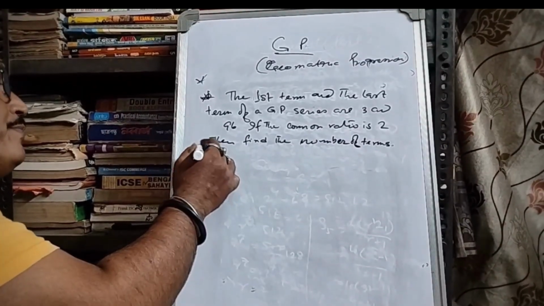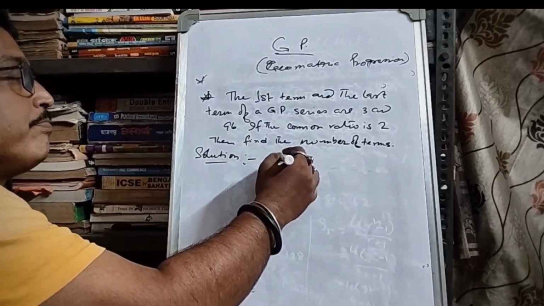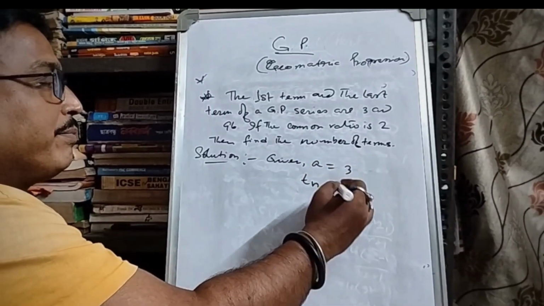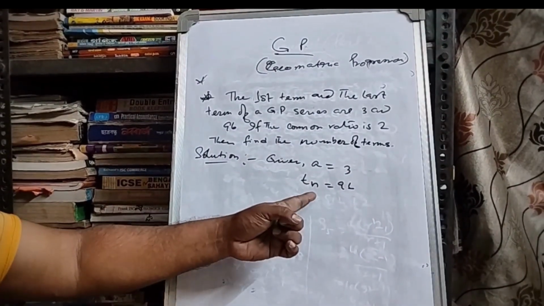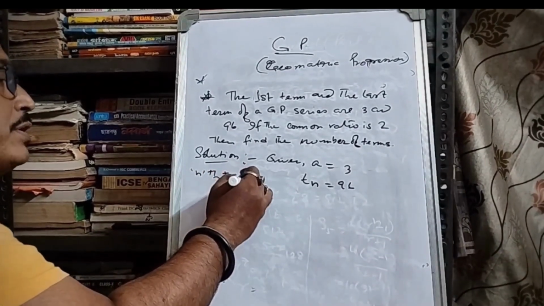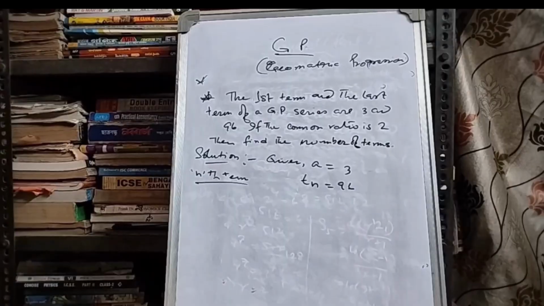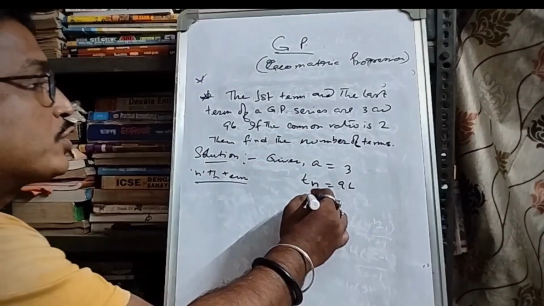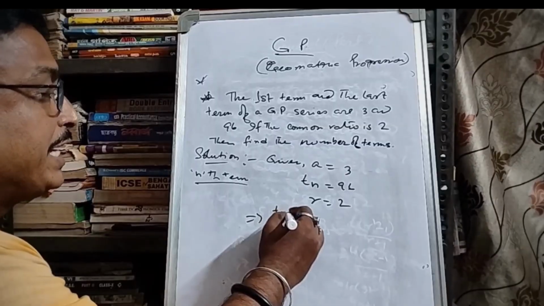So in this problem, it has been given that the first term A is equal to 3 and the last term, but we don't know the position of the last term. That's why we have put it as n, because we always know that the nth term will be the last term, and n is the position of a term, and the common ratio is here 2. So it will be easier for us. The nth term is equal to 96.